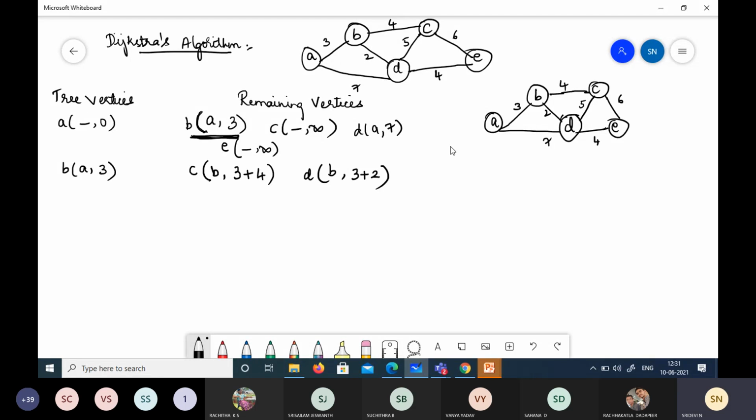Okay. Then E, is it possible to reach? Can we reach E from B? We cannot reach. Right now we cannot reach, so we will just take it as infinity. Here we had selected this, isn't it? A to B. So from B, we got C with a distance of 7.